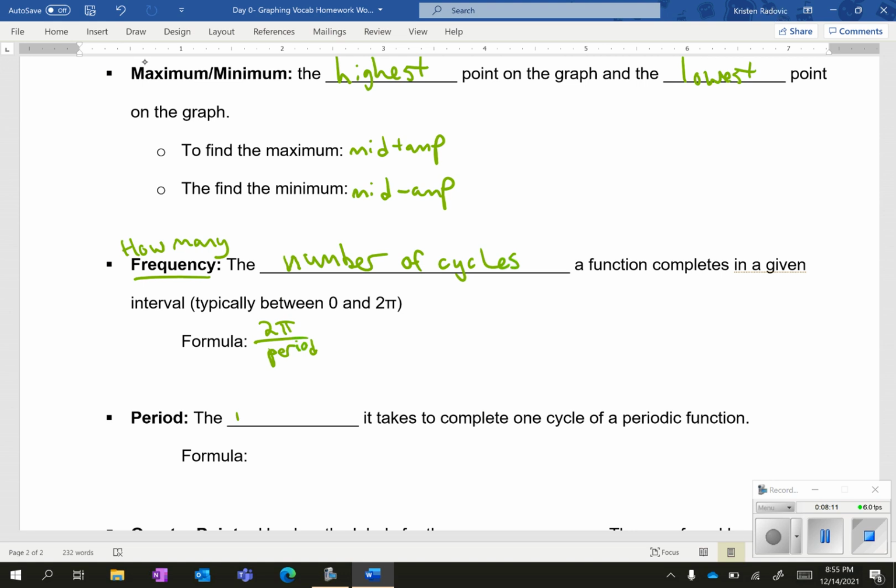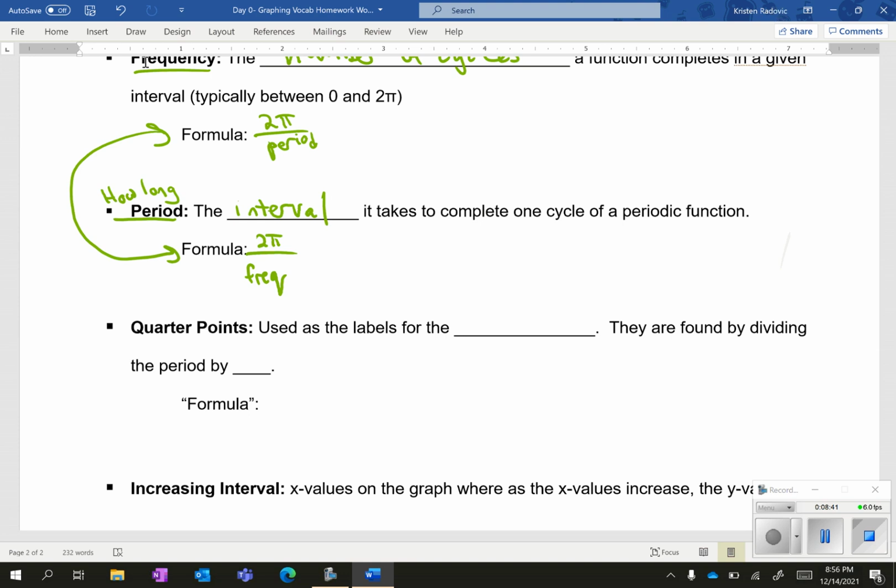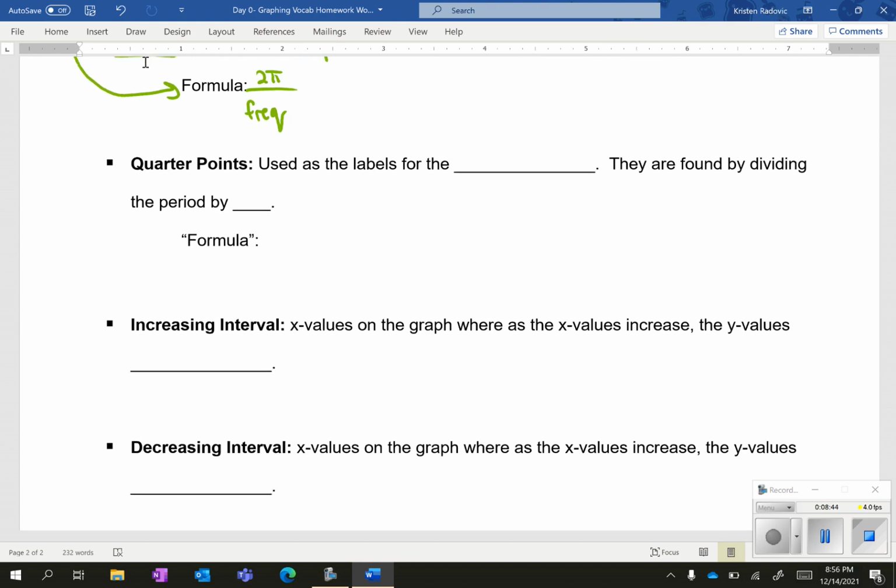And again, your period is the interval it takes to complete one cycle of the period function. How long does it take for one cycle is the period? How many cycles is your frequency? The formula for that is 2 pi over your frequency. And you'll notice there is a relationship between the two of them. To find one, you just have to take 2 pi and divide it by the other. I'm going to try to finish these up super fast.